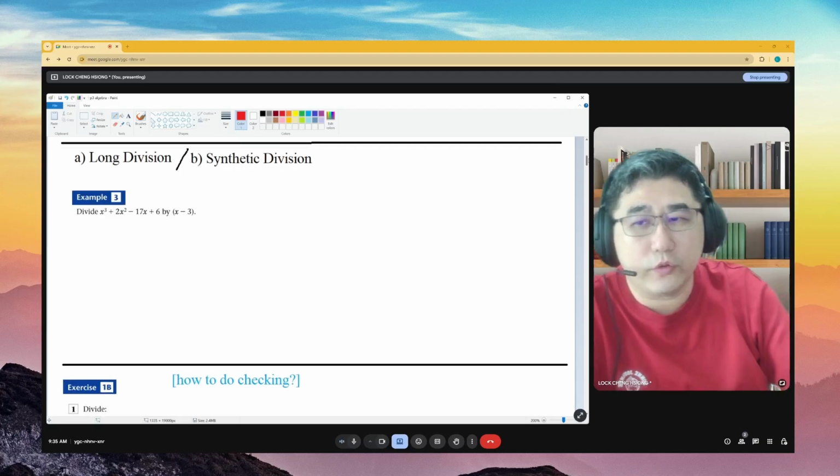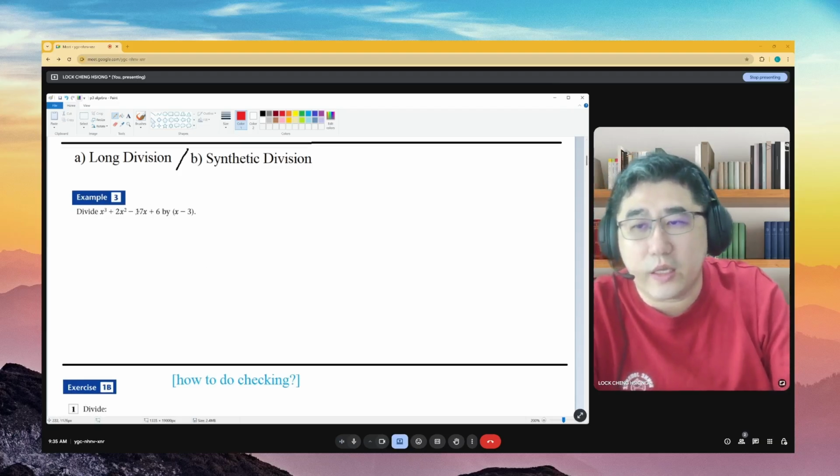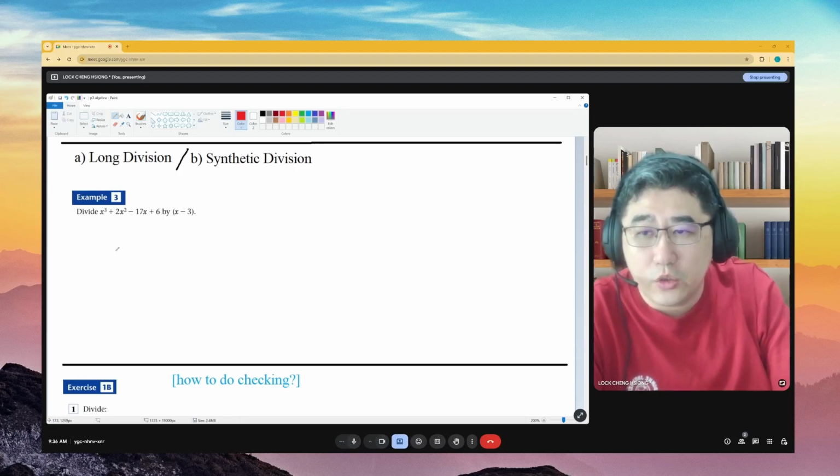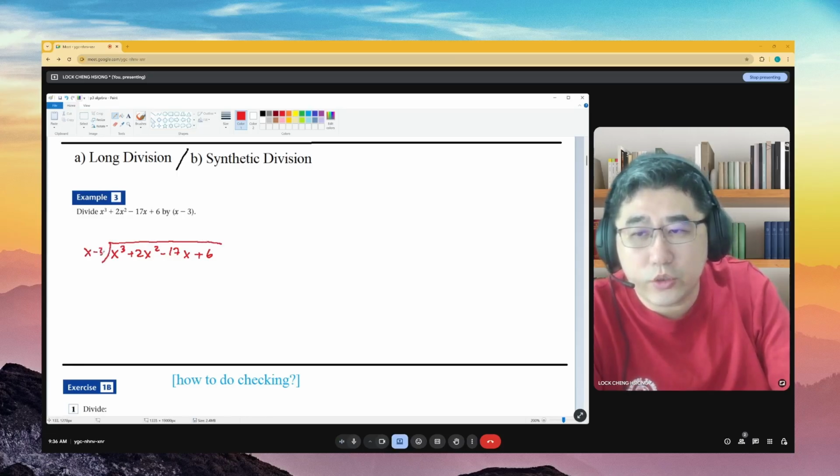Number 1, long division. Let's see how we actually do this. In this part I put long division and synthetic division together. Most of you from IGCSE already know how to do this, but for the rest I just want to show you again. So x cubed plus 2x squared minus 17x plus 6 divided by x minus 3.